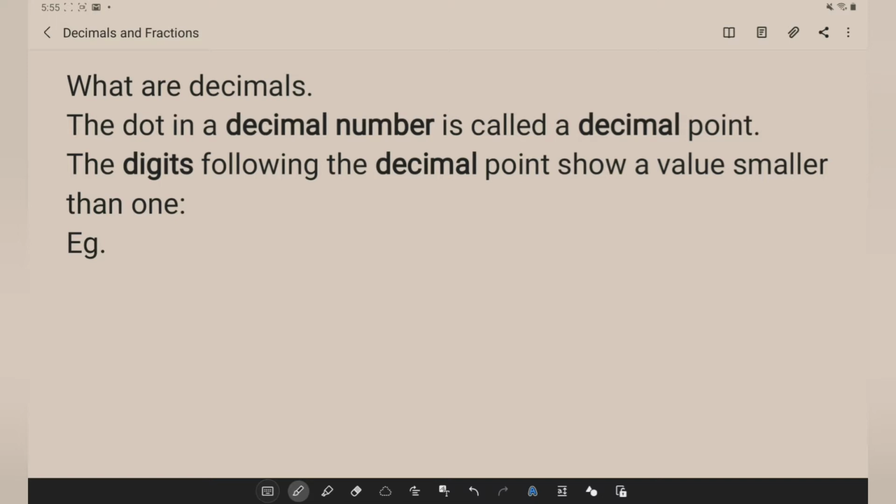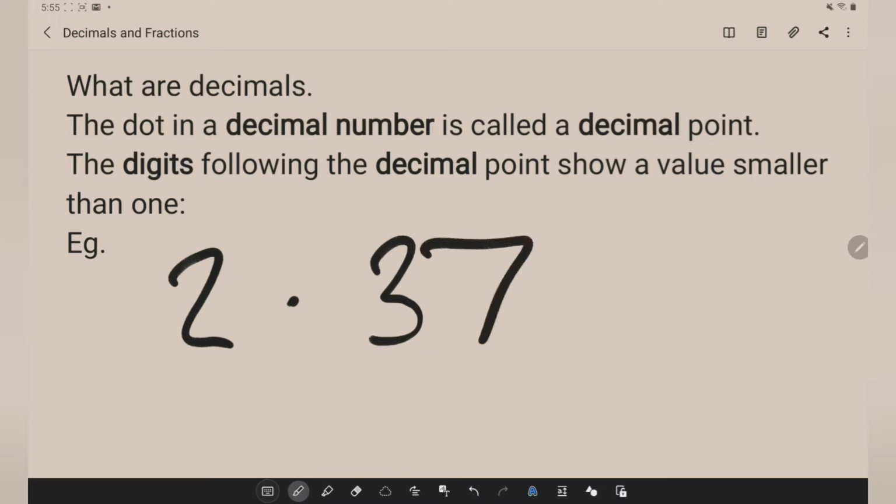What are decimals? The dot in a decimal number is called a decimal point. The digits following the decimal point show a value smaller than 1. So we can take an example of 2.37. Now the point here is actually the decimal.